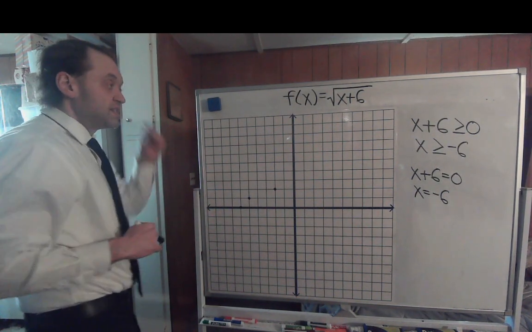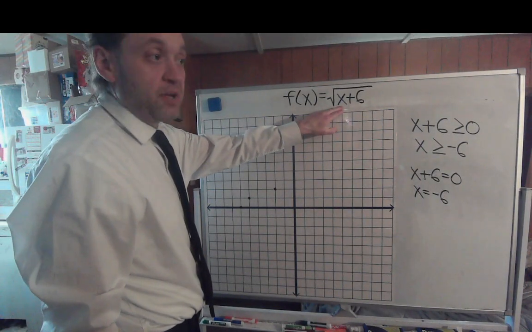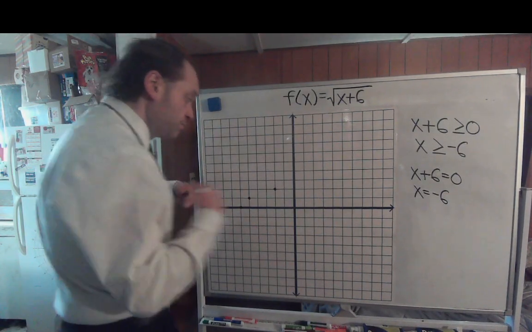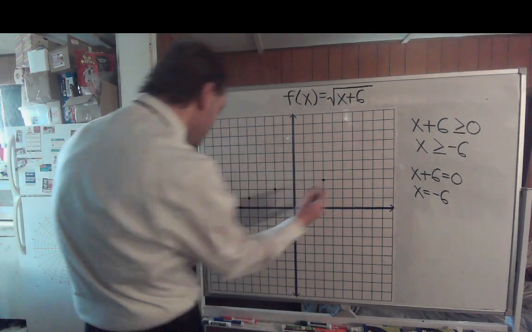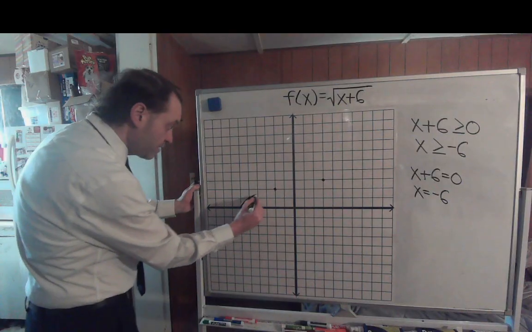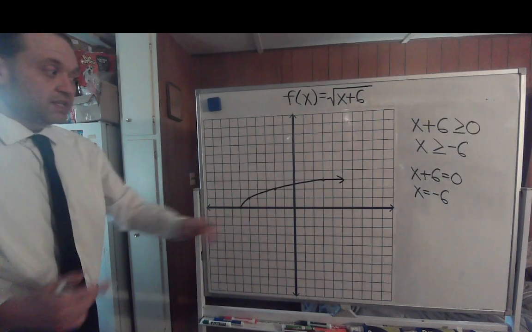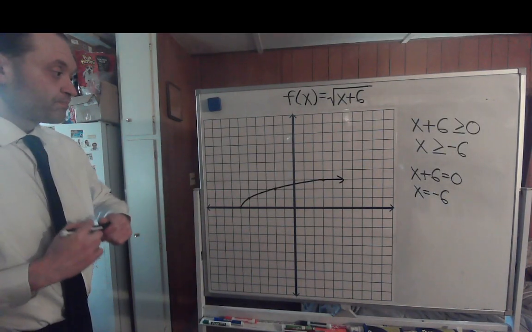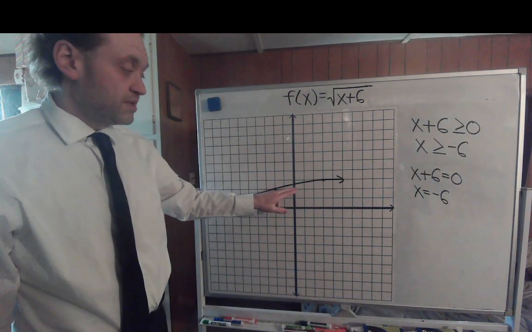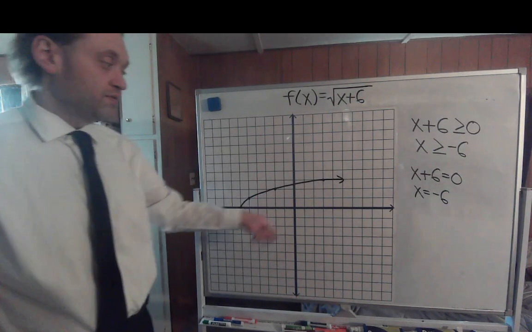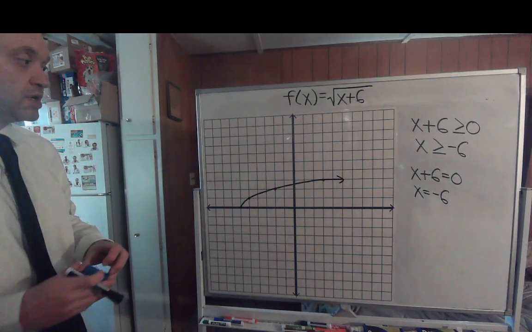And then, if I put in 3 for x, that would give me 3 plus 6, the square root of 9, which is 3. So I'd be at 3, 3. So let's draw this square root function. So yes, I've shifted everything to the left 6 units. And the y-intercept, of course, would be 0, square root of 6. So you could see it crosses the y-axis there too.